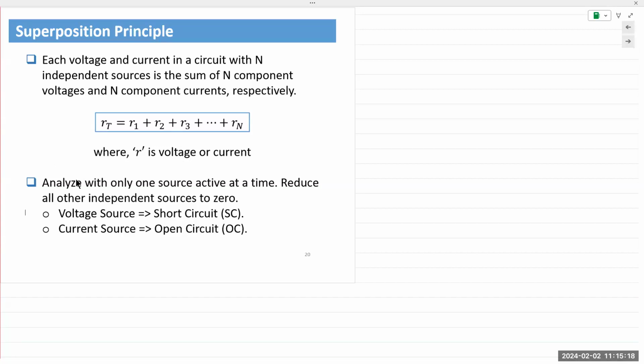So there are 4 sources in the circuit. You only have the first one active. You reduce all the other 3 sources to 0. You only analyze with one source working at a time. Reducing a source to zero means replacing it either with a short circuit or an open circuit.